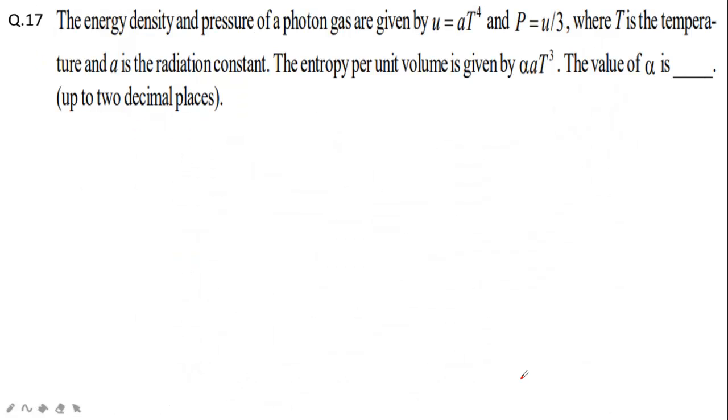Moving ahead, question number 17 is here. The energy density and pressure of a photon gas are given by U equals A T to the fourth and P equals U by 3, where T is the temperature and A is the radiation constant. The entropy per unit volume is given by alpha A T cube. The value of alpha is, we have to derive the value of alpha.